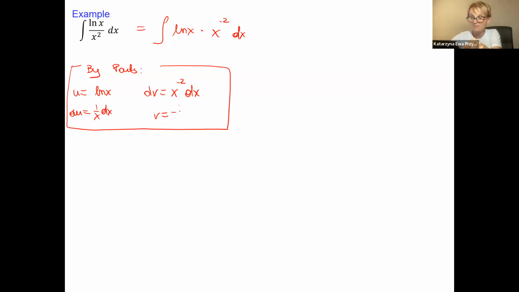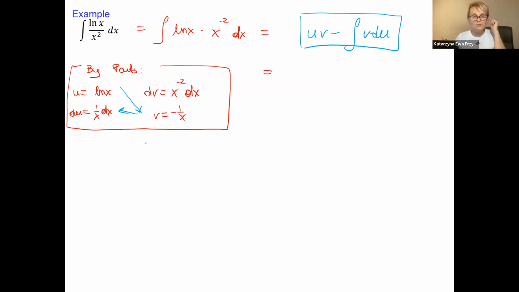What's the antiderivative? Negative 1 over x. Please check if I am right. Yes, okay, good. And then we will have uv minus the integral of v du. I hope on the test you will just hear my voice. uv minus integral v du. Okay, negative natural log of x over x, and then the integral of, actually plus.